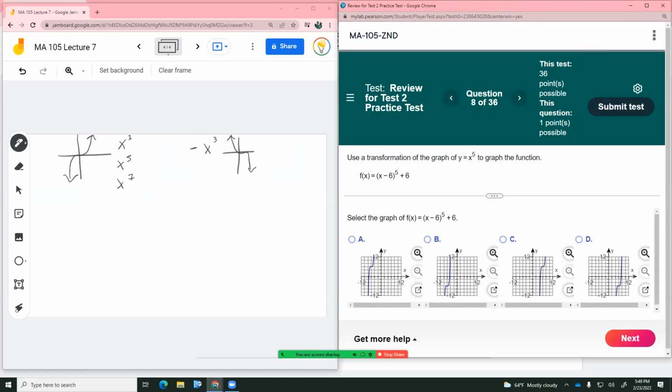6 to the right and up 6. So it's 6 to the right, up 6. A is out, B is out, C looks like it, D is out, it's C. Y'all see how simple that is?